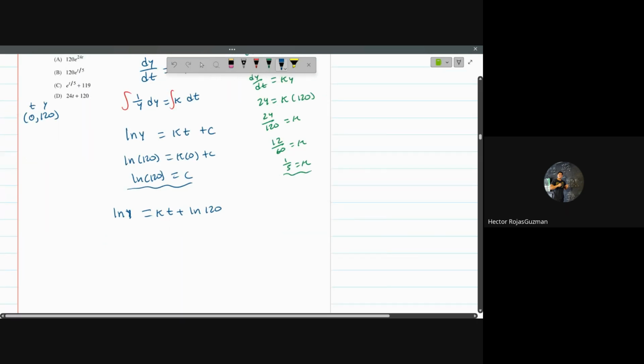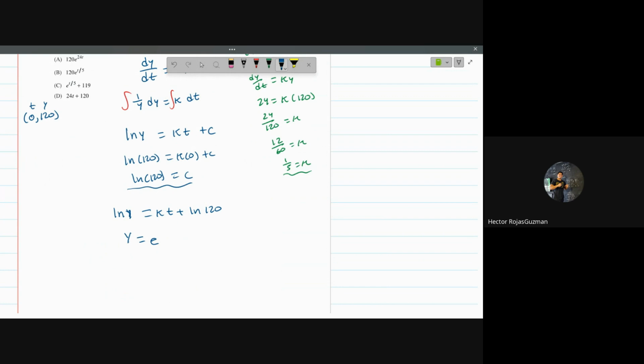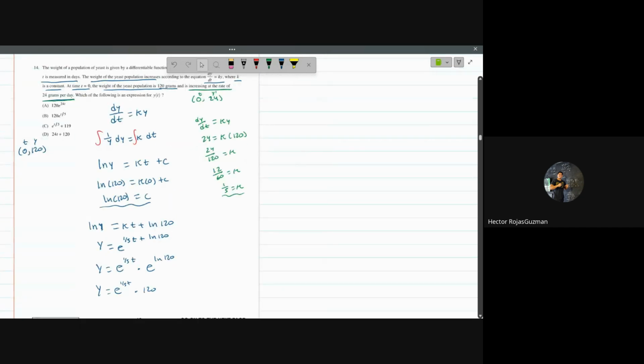So we have, check out this move: y equals e to the power of 1/5 t plus the natural log of 120. I hope you followed it. y equals e to the power of 1/5 t times e to the power of the natural log of 120. Don't forget your exponential properties of why this can become that. y equals e to the power of 1/5 t times 120. And there it is, B.